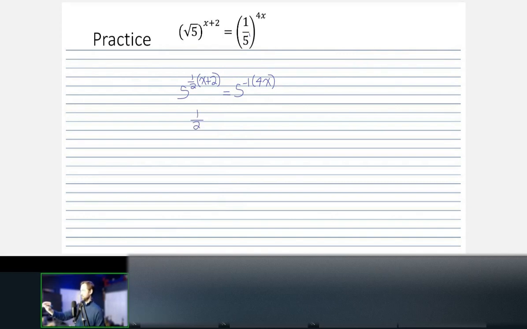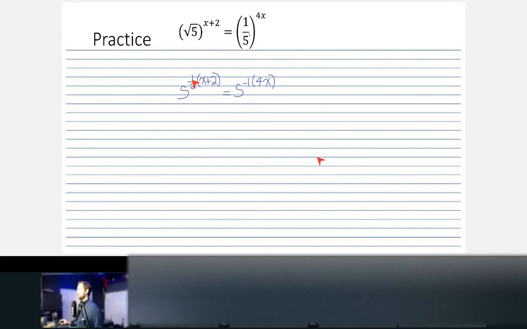I should probably have these worked out so we can actually have the answers. Actually, I'm going to do something more fun. So I'm guessing everyone here probably distributed this 1/2 to both terms, right? So you had 1/2 x plus 1 equals negative 4x, right? Yeah. So watch this cool trick I'm going to do.